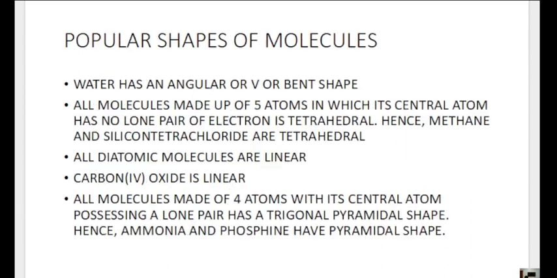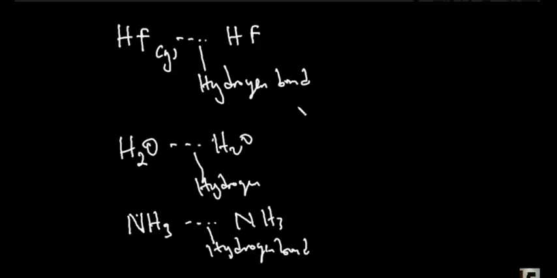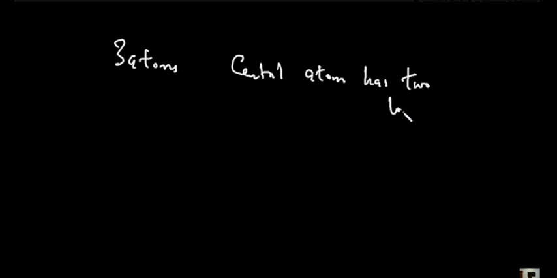Finally, we are going to talk about popular shapes of molecules. Water has an angular or V or bent shape. The reason this occurs is that whenever you have a molecule that is made up of three atoms where the central atom has two lone pairs, it basically leads to the formation of your angular structure, which is also called trigonal planar structure. So keep in mind that the angular structure can also be referred to as your trigonal planar structure.